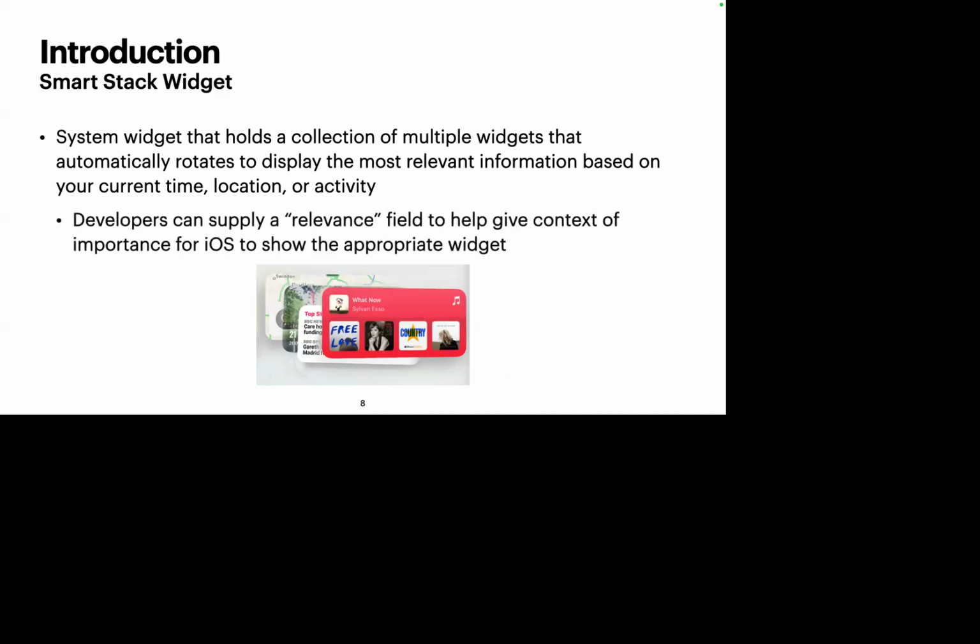So developers can supply a relevance field to give some context of importance for iOS to show the appropriate widgets. Now, we can't manually force it to show in the Smart Stack. iOS controls everything, so it just takes the value of the relevance field, and depending on the current conditions, it will show it whenever appropriate.